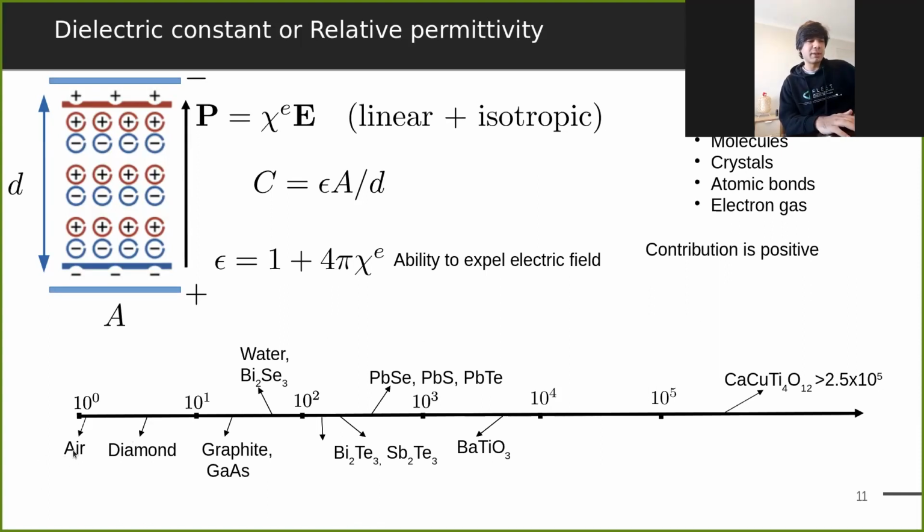It can be something like 1 in air, something like 10 in graphite and gallium arsenide, about 100, 400, 1000 range in topological insulators and Dirac materials, quite a large value in barium titanate, and a whopping dielectric constant in excess of 250,000 in this calcium copper titanium oxide, which you can probably make a battery out of. So it stores so much charge that you can run your car on it.